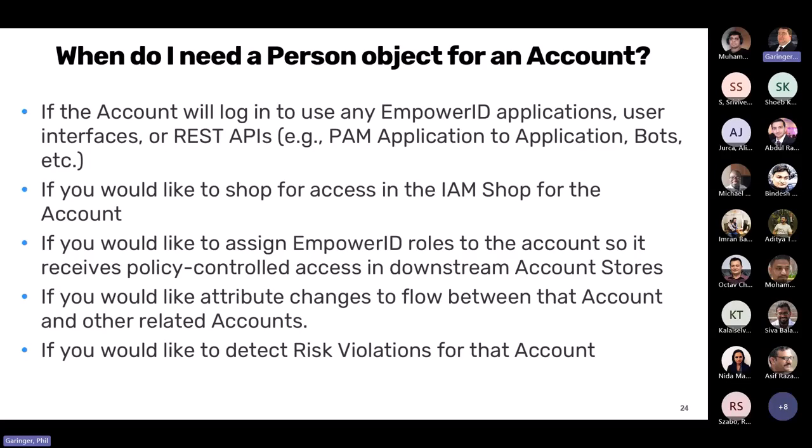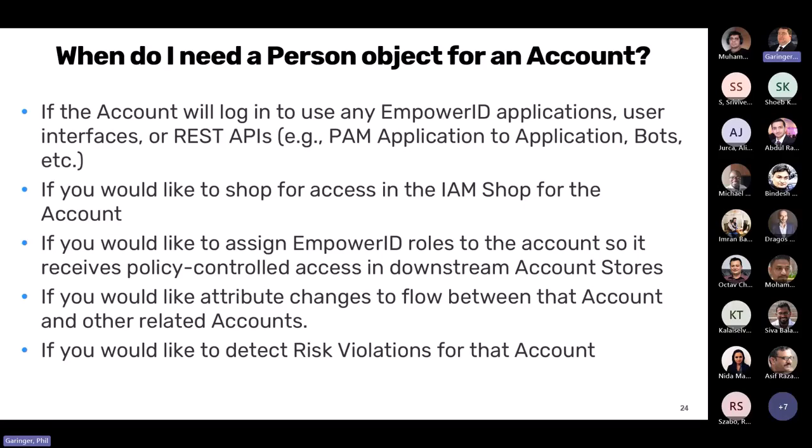So if you want to be able to use it to do some sort of authorization within EmpowerID against resources, they need to have a person object. If you want to shop for access in the IAM shop, they've got to have a person object associated with them. So if you wanted to shop in the IAM shop to elevate a service identity into a group, instead of just doing an administrative assignment, if you want to do it just in time for that particular thing, then that account would need to have a person object associated with it, because the person object is where all the assignments and all the assignment management happens.